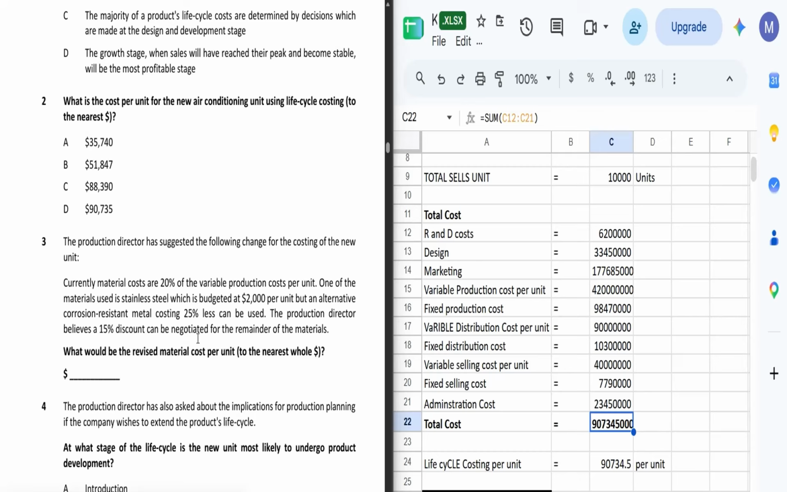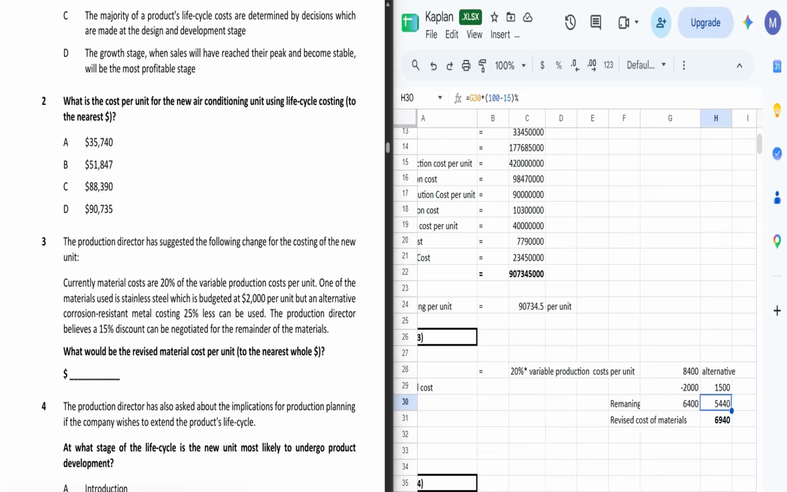See guys, I have told you multiple times previously as well, whenever you see the blank option, just ask yourself in which format the examiner is looking for the answer, and here they are looking for the answer in the nearest whole dollar. So here I have done this for you as well.